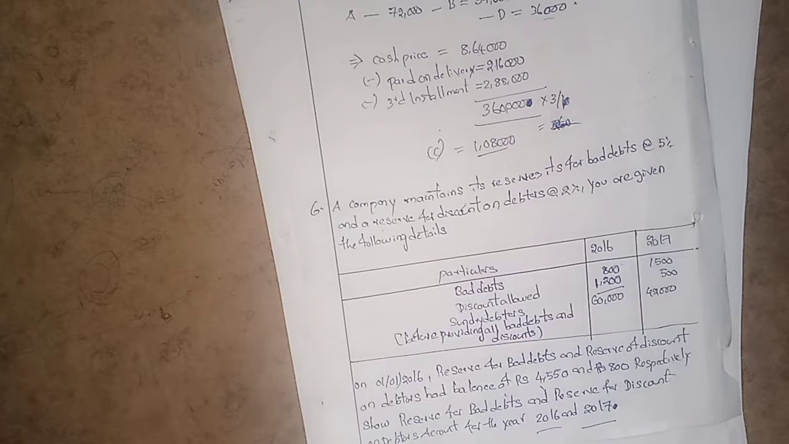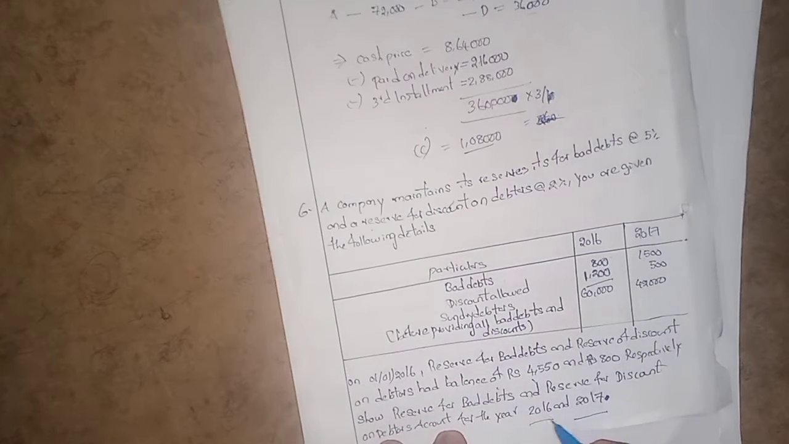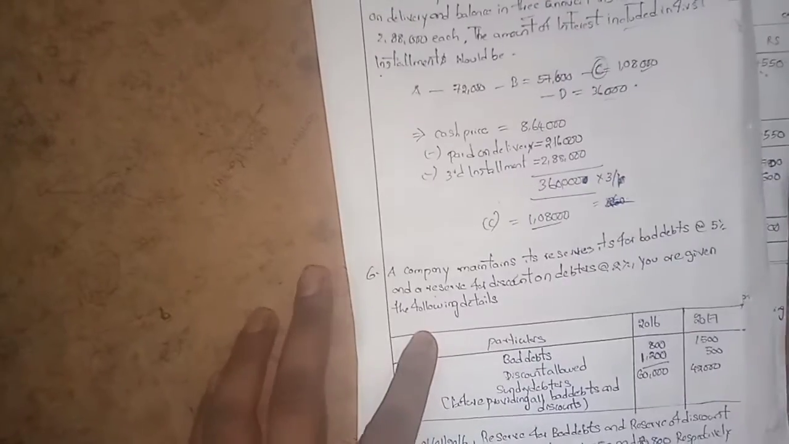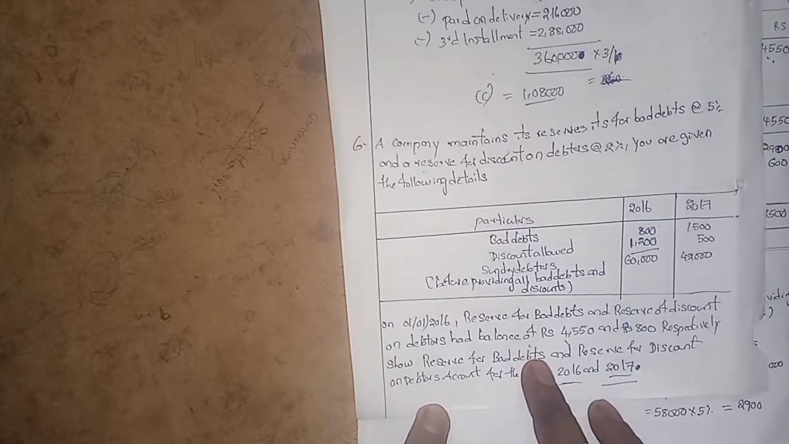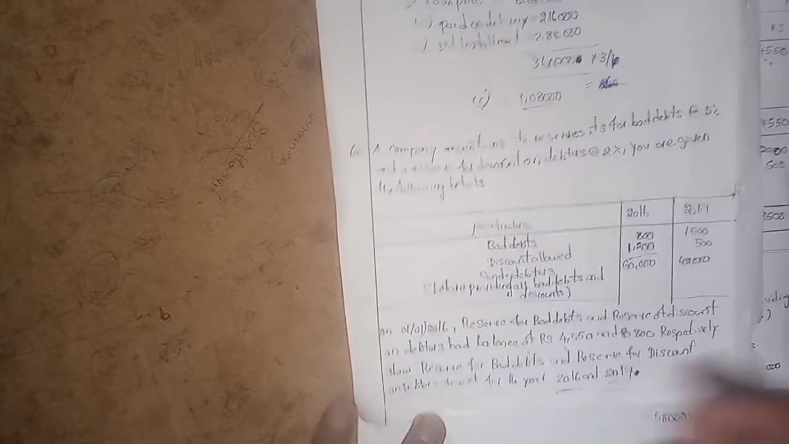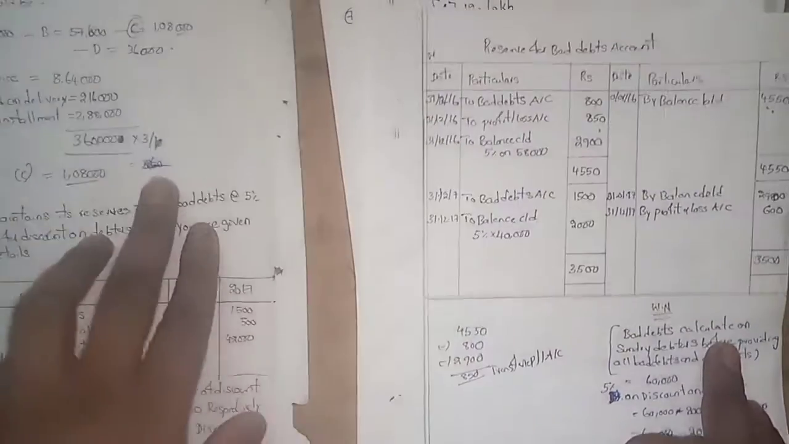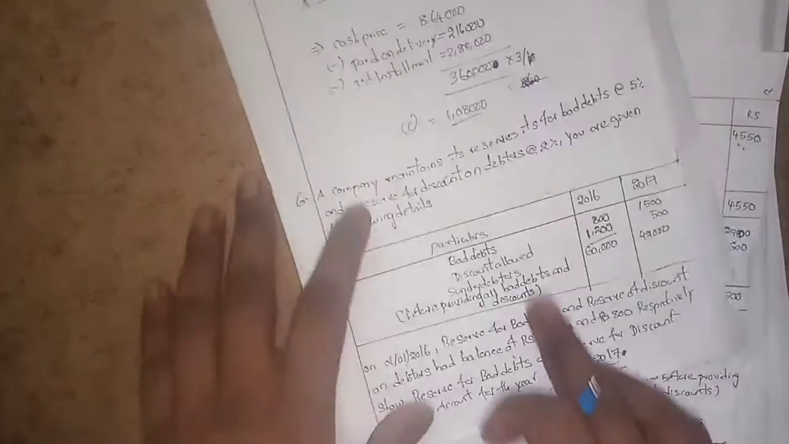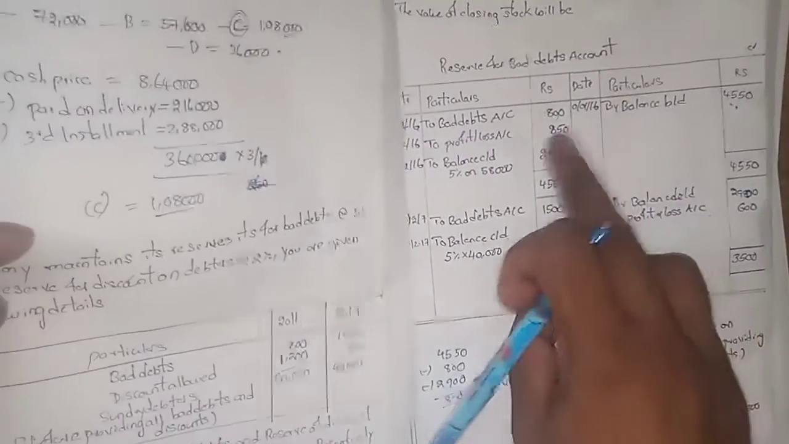Show the reserve for bad debts and reserve for discount on debtors for the years ended 31st December 2016 and 2017. So we are required to calculate and prepare the reserve for bad debts account and reserve for discount on debtors account. First of all we prepare reserve for bad debts. So opening balance.